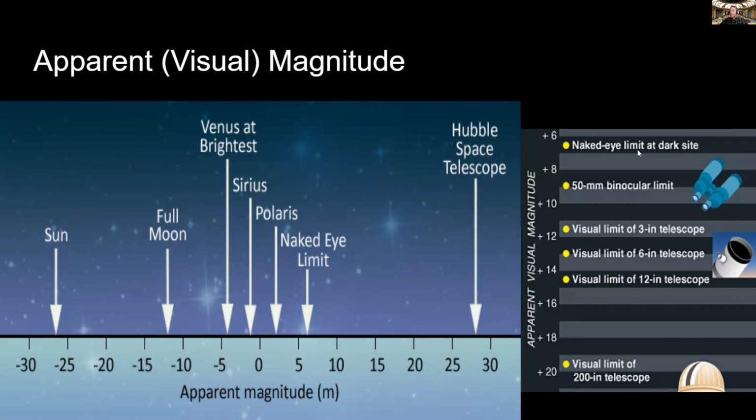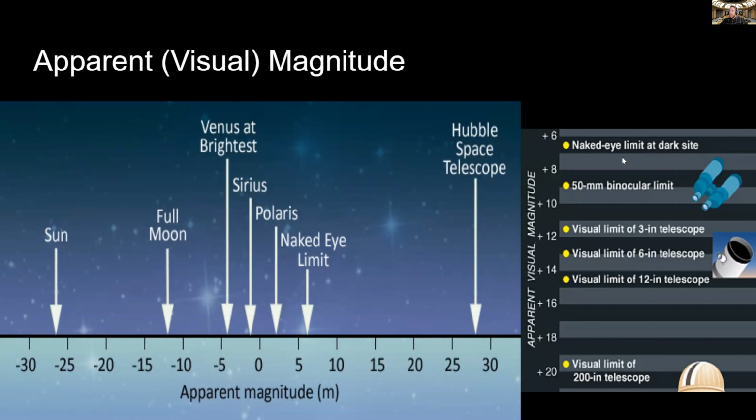The naked eye limit at a good dark site, so that's somewhere without a lot of light pollution, somewhere like Stony Brook, or really anywhere on Long Island or New York City, you're not going to be able to see down to magnitude 7 with the naked eye just because there's so much light pollution. But in a dark sky site, you could see up to around 6 or 7.